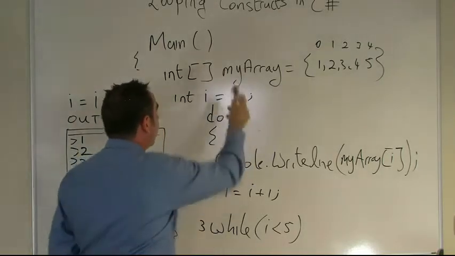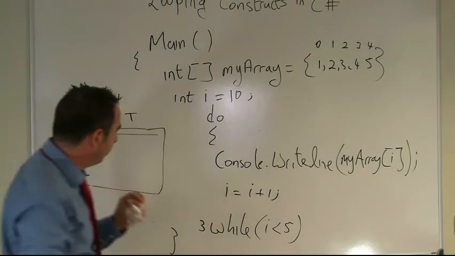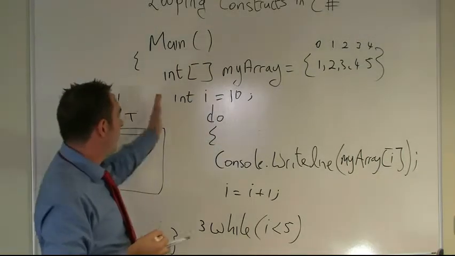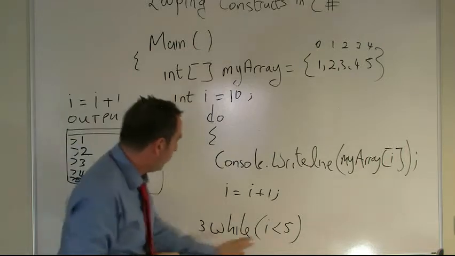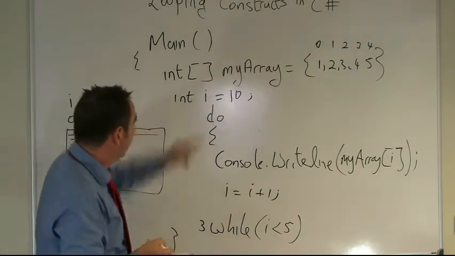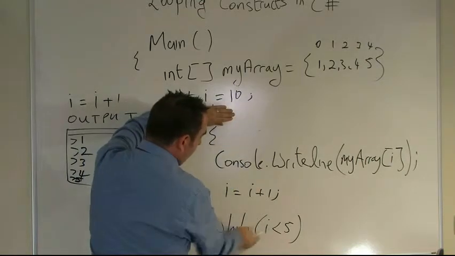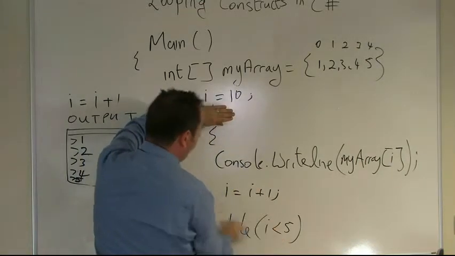So no matter what happens, say, let's just do that scenario. Let's put int I is equal to 10. What's going to happen here when we execute it? Now, if it was a normal while loop, what would happen? This would be up here, and basically it'll come in, I is equal to 10, while I is less than 5.